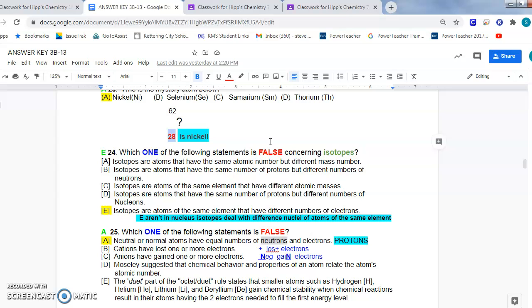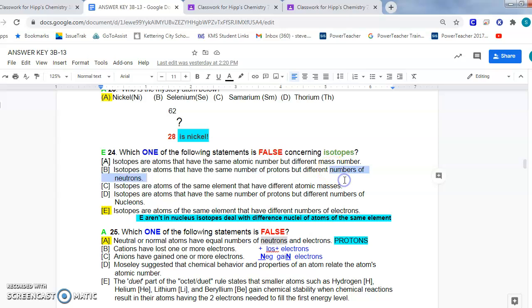Why do they have different masses? Because there's different numbers of neutrons in the nucleus. So let's go through. Letter A, are isotopes same atomic number? Yes. Different mass number? Yes. Letter A is true. Do isotopes have the same number of protons? Absolutely. If they have the same atomic number, that is the number of protons. So it must be same number of protons.